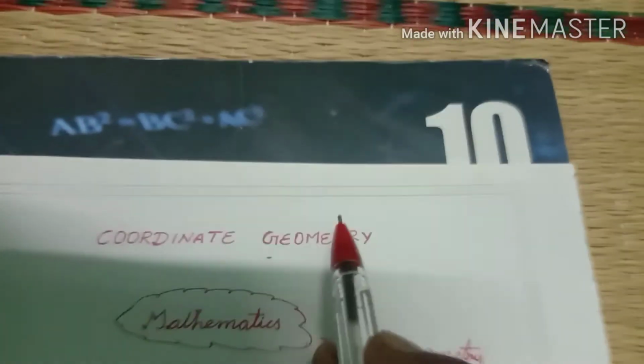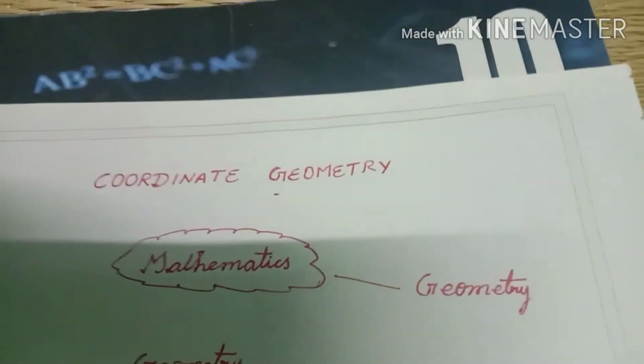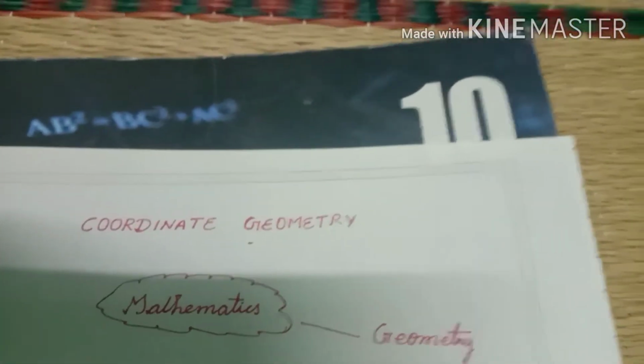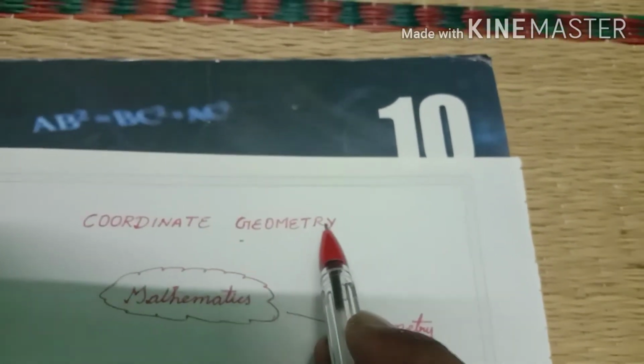These are also things we learned in lower classes, but here we learn some basics now. Coming to the topic now, the topic is coordinate geometry. Why is it called coordinate geometry? First of all, we take geometry.